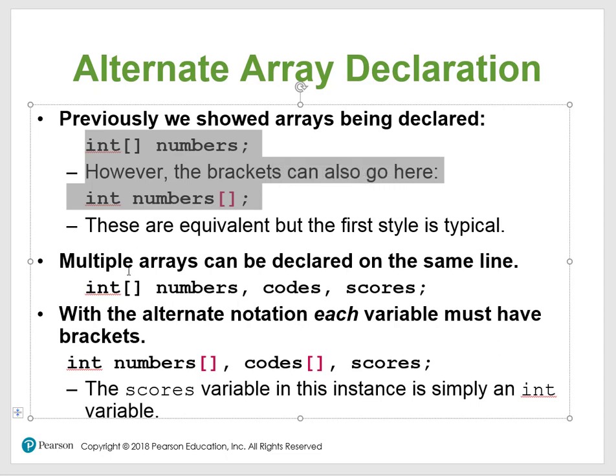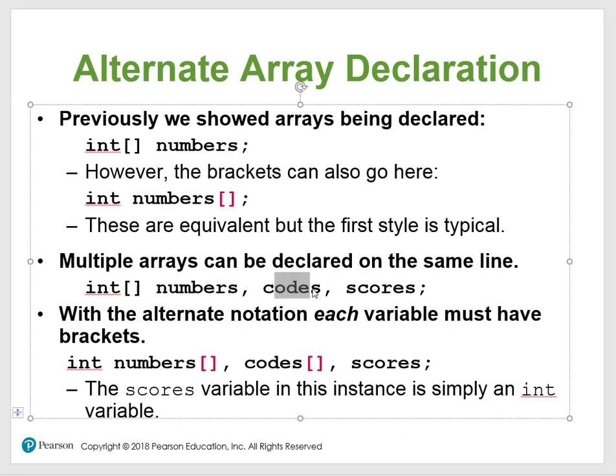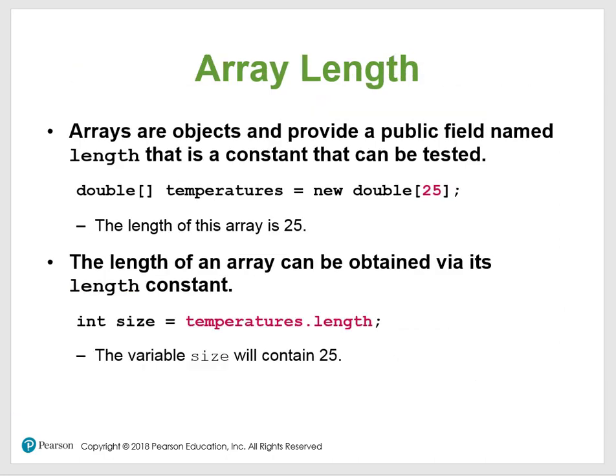There are multiple ways you can declare arrays on the same line. You can put a square bracket. All of these, numbers, codes, score, are all the same data type, int. You can also put in square brackets after and so on. So there are some ways you can mess with that syntax a little bit.